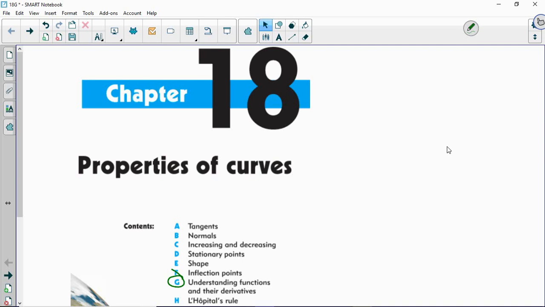All right, this is chapter 18, section G, understanding functions and their derivatives. There's actually no new mathematics in this section. We're just putting some ideas together and thinking about some new, more challenging question types. So first, a little recap.